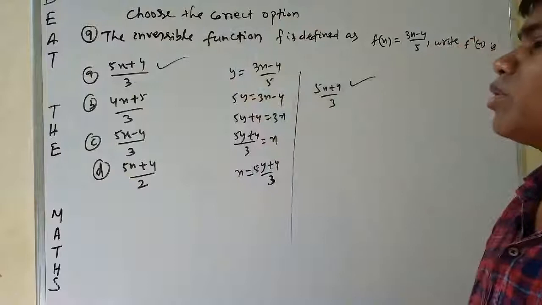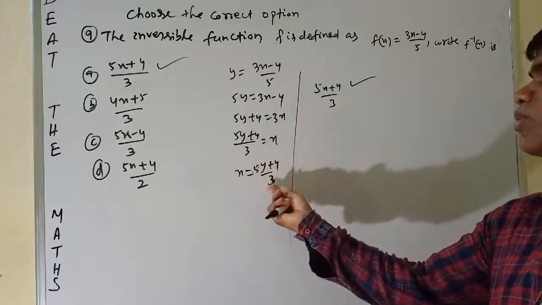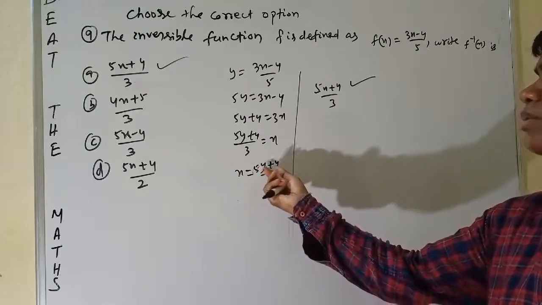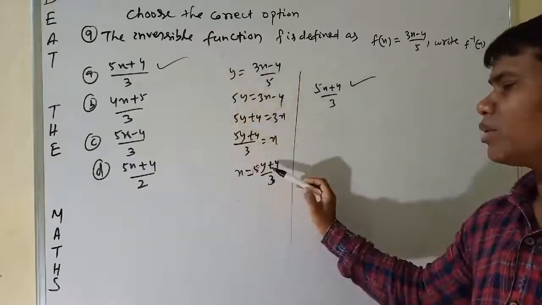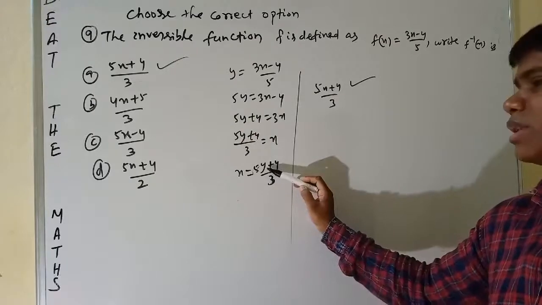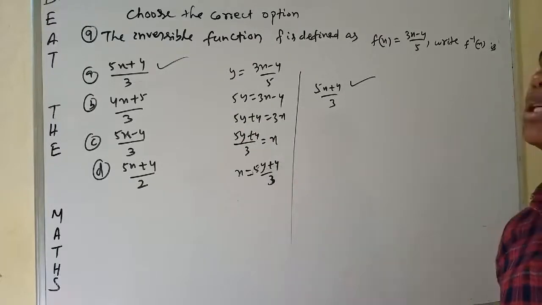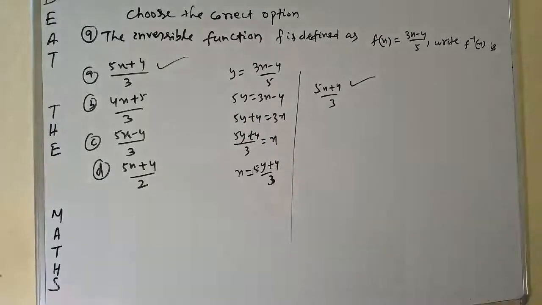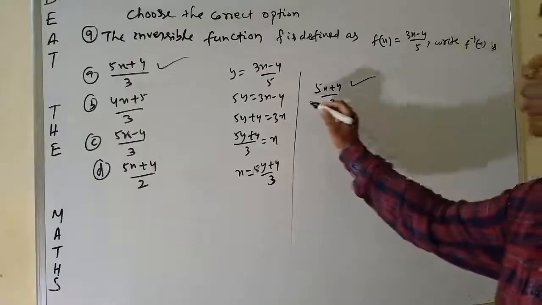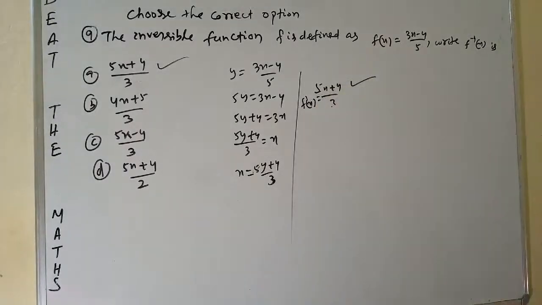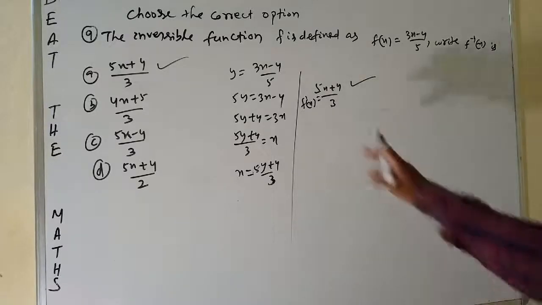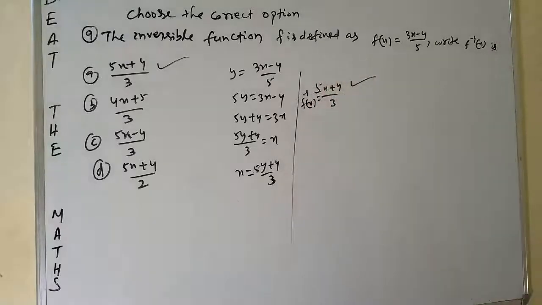Here you see, we can get x is equal to 5y plus 4 by 3. But here it is given in terms of x, so I can change it into x. Okay, 5x plus 4 by 3. Pause the video, note it down. This is your f inverse. Okay, f inverse x is equal to 5x plus 4 by 3.